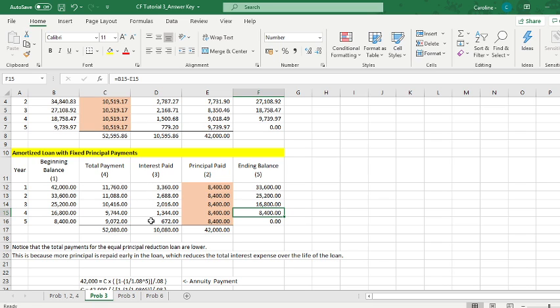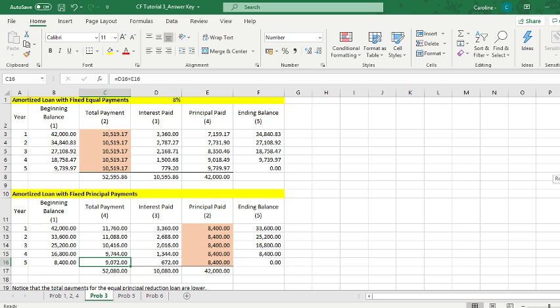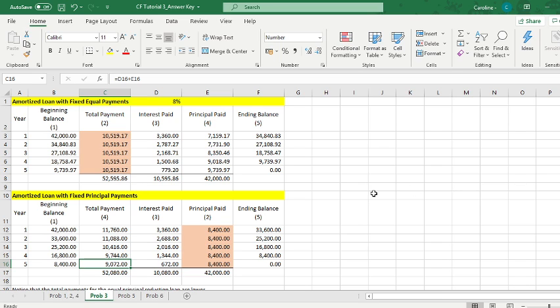The interest that you have to pay is 8% multiplied by this. And then you find the total payment by adding interest paid and principal paid all together, and you find the total payment of this, and the ending balance is 0. So the total payment that you have to pay using the fixed principal payment is 52,080.